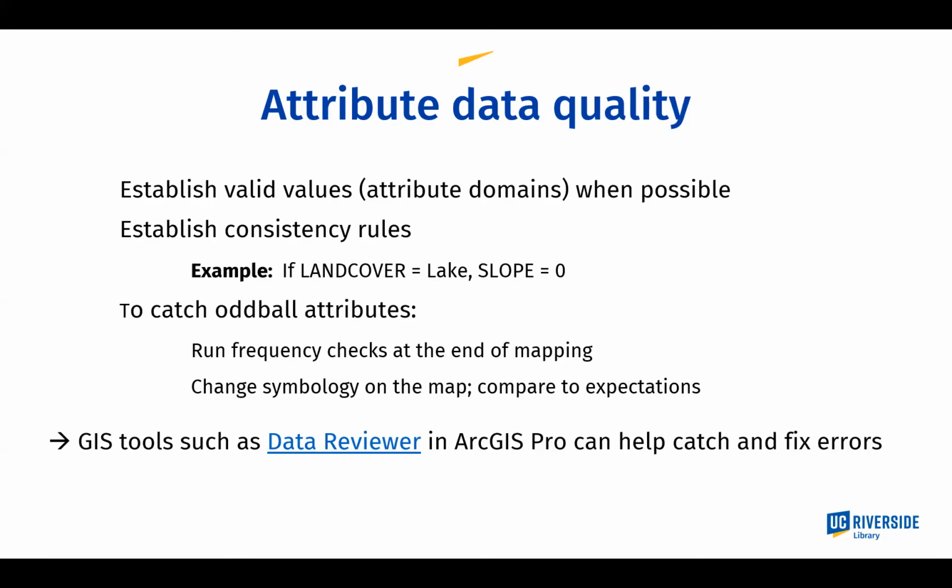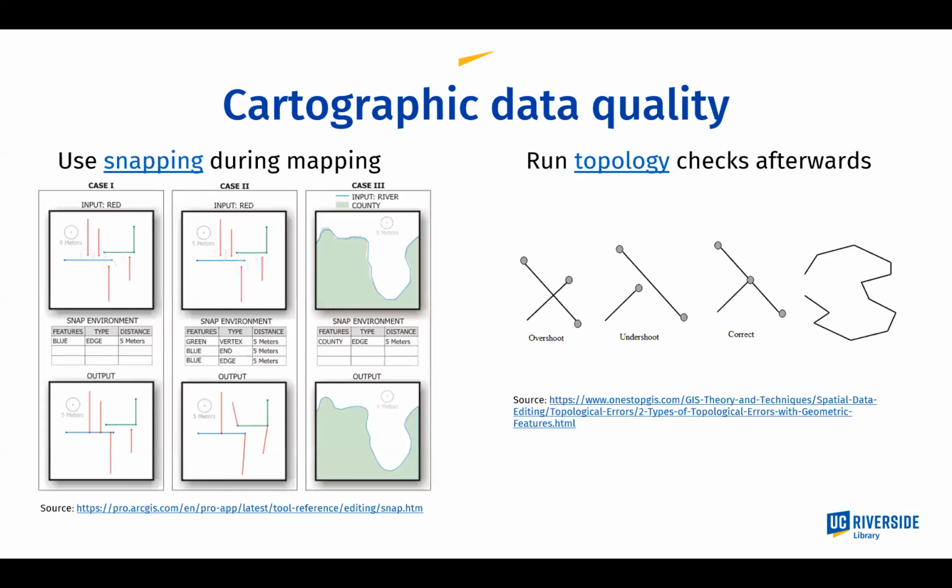In ArcGIS Pro, there is a tool called Data Reviewer, where you can set up some of these kinds of checks, and it'll help you find them and fix the errors. So it's not just depending on you to scan through all the maps and find all the errors. It's a big help if you can get that going.